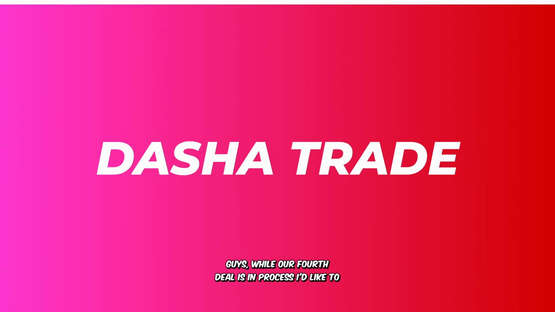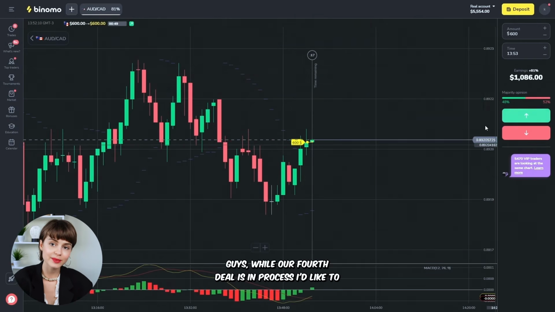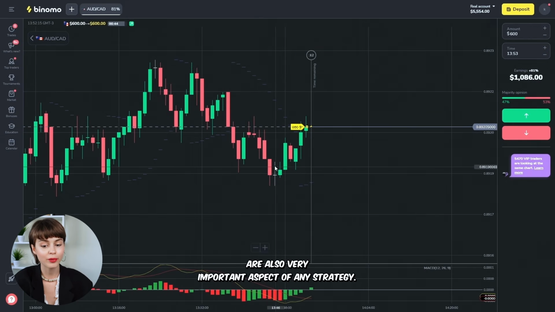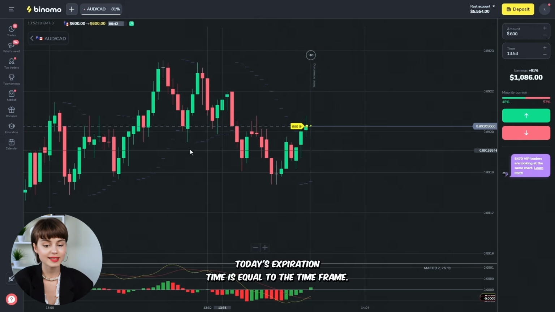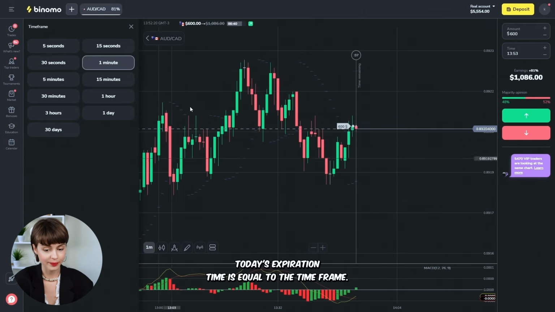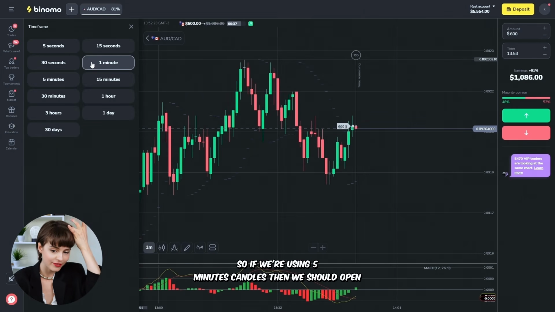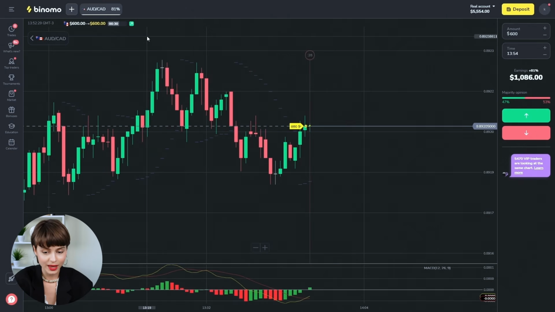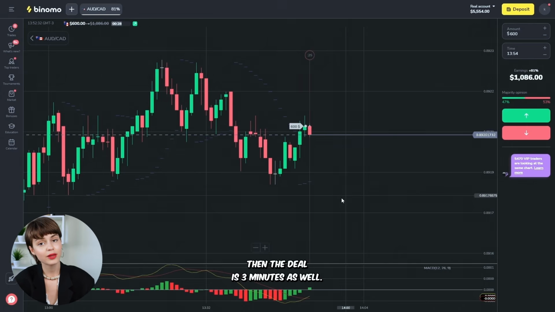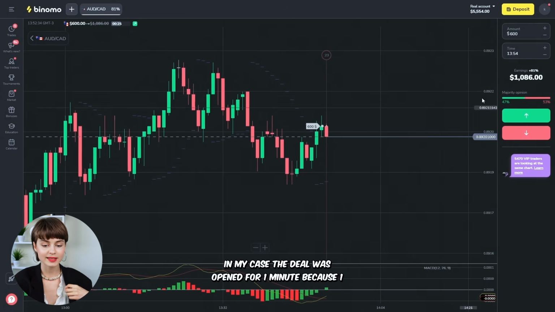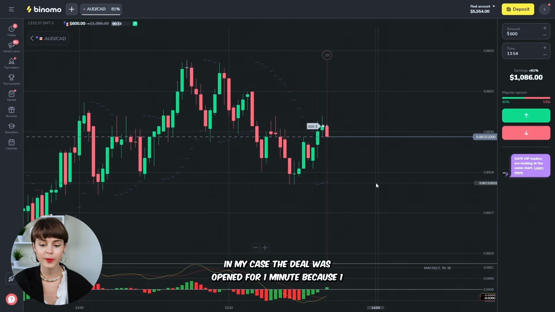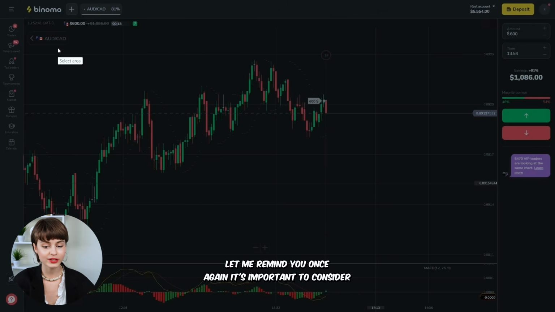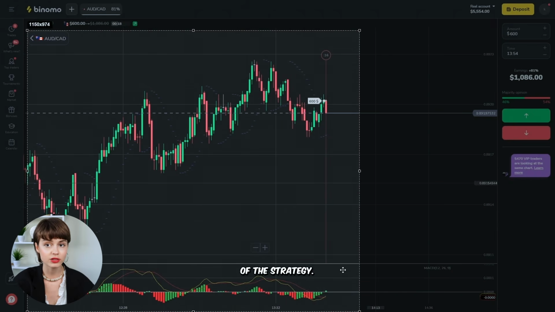Guys, while our fourth deal is in process, I'd like to remind you that the time frameworks are also a very important aspect of any strategy. Today's expiration time is equal to the time frame. So if we're using 5 minutes candles, then we should open a deal with 5 minutes as expiration time. If the time frame is 3 minutes, then the deal is 3 minutes as well. In my case, the deal was opened for 1 minute because one candle is equal to 1 minute. Let me remind you, once again, it's important to consider time frames for an effectiveness of the strategy.